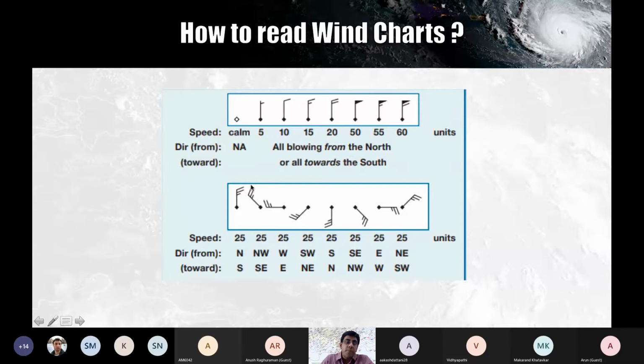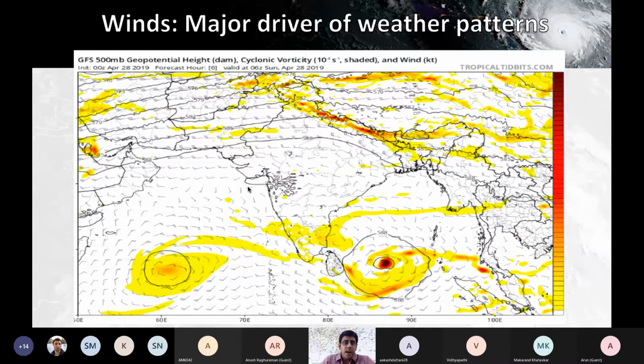15 knots can be converted into kilometers per hour. The conversion factor is, I think, 1.8. So 15 knots is approximately 30 kilometers per hour. This is how you read a wind chart. Some of the wind charts will not have the circle in the front. In that case, just look for the line. That line means this is blowing from west to east, so this is a westerly wind pattern.